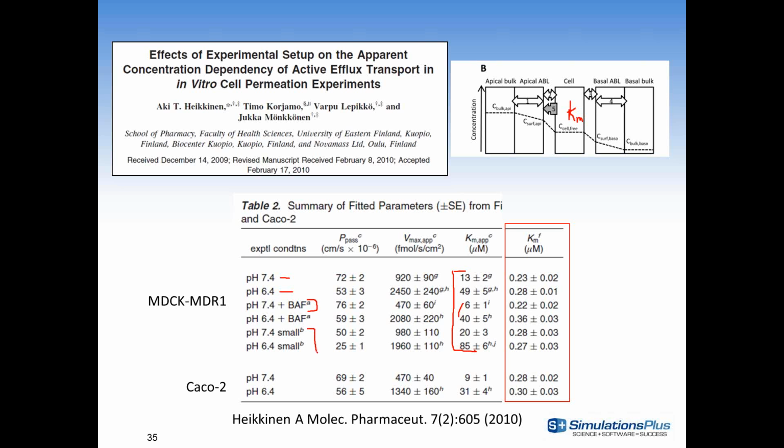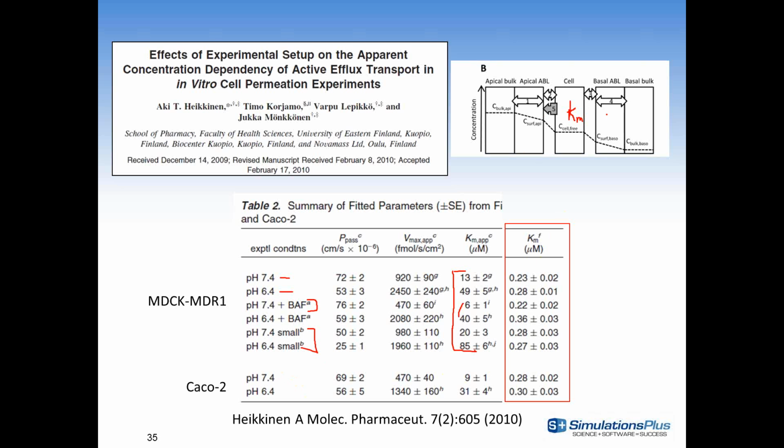If you change the orbital diameter, so normal orbital rotation of a cell culture transwell experiment is about 3 millimeters, or 3 centimeters, I think. I'm not that great at the experiments. Anyway, if you reduce it to half the size, then the Kms change. And finally, in the KCO2 experiments at different pHs, you can get different Kms.